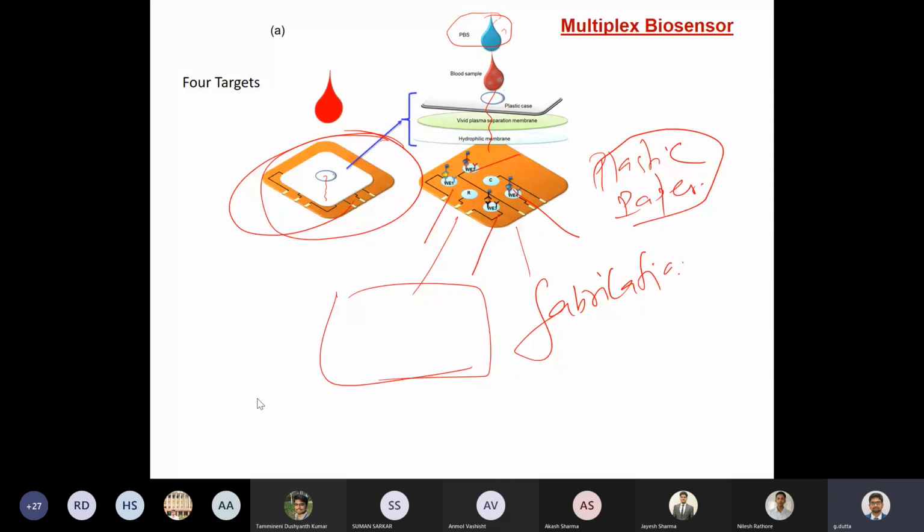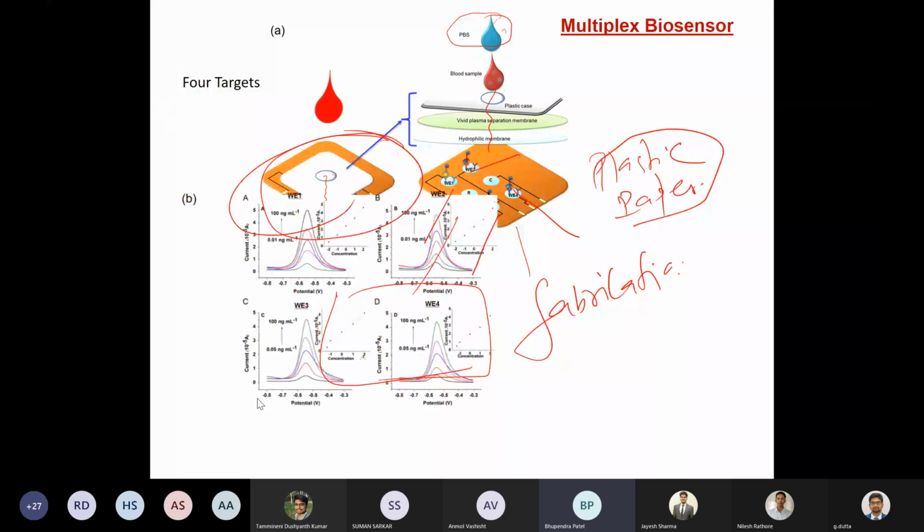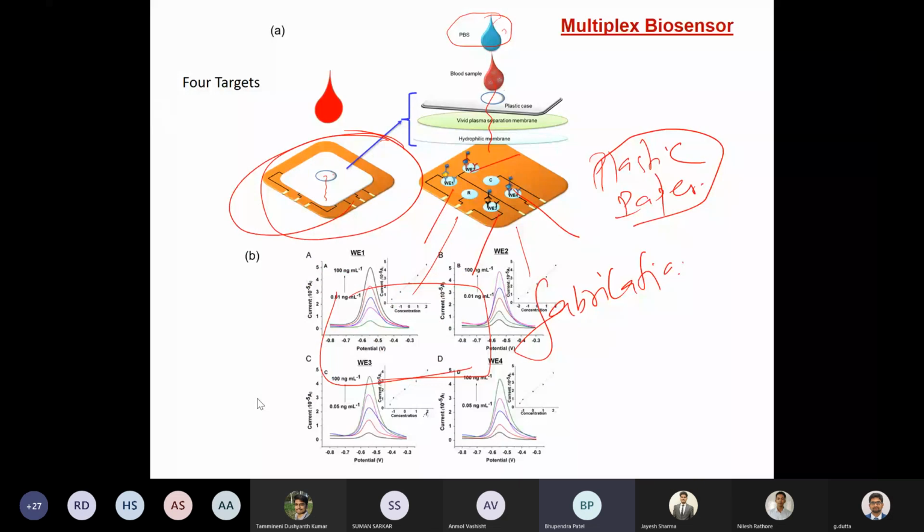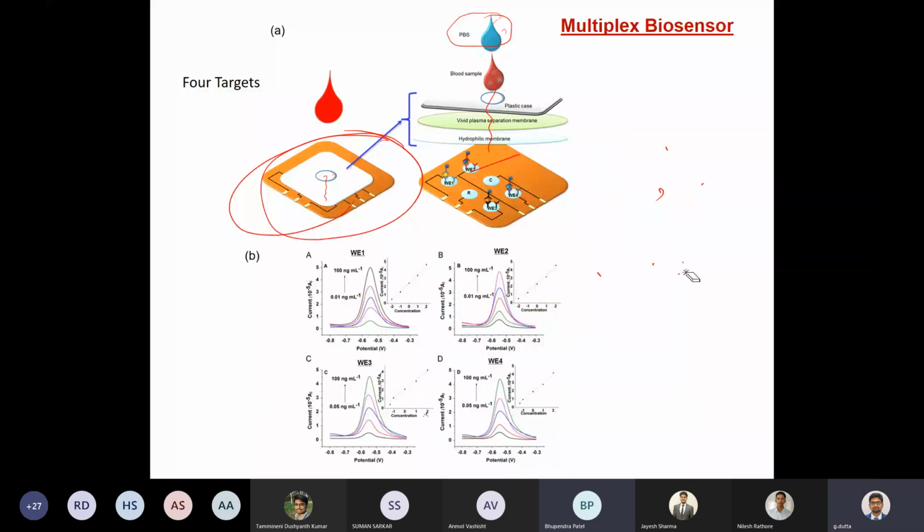Sir, actually, I am asking that we are having here 4 targets, so we are having 4 signals. Then won't this make our sensor a bit less sensitive, or won't this thing interfere with, I mean to say, how will the biomarkers be detected simultaneously? I am not getting this thing.